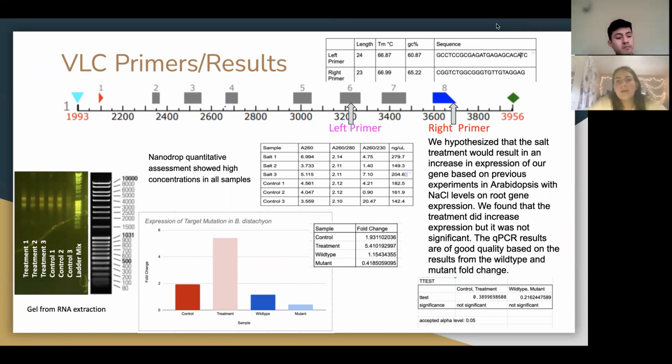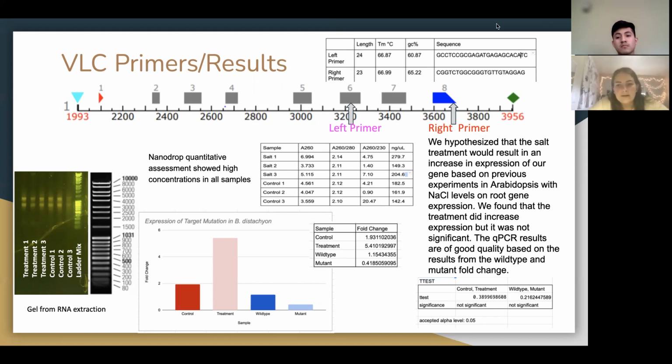So then we created primers, and we created these primers so that they had an appropriate amount of base pairs included in an intron within the primers, and this would tell us the difference between RNA and DNA during our qPCR reaction. So after doing qPCR, we were given the results, and from these results, we created a graph.